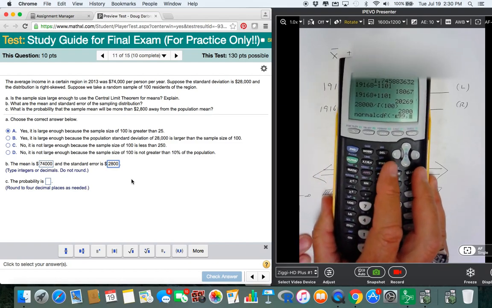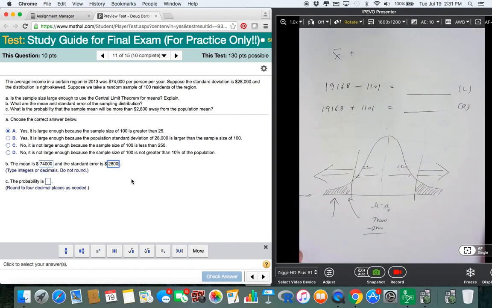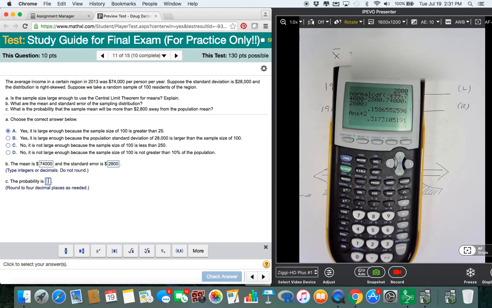I'm just going to let the calculator worry about all that. Okay, so that's the value I want right there. My mean is 74,000. And my standard deviation is 2,800. So that's my area in the left tail. Because of symmetry, I know that the area in the right tail is equal to what I found over here. So I'm just going to multiply that by 2. So the probability is, to 4 places, 0.3173.